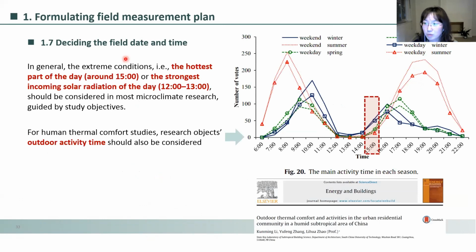And the next step is to select a field date and the time. From the literature review, I found that in general, researchers will use the extreme conditions, i.e. the hottest part of the day, that is around 3 p.m., and the strongest incoming solar radiation of the day from 12 to 13 o'clock. And for some human thermal comfort studies, the research objectives outdoor activity time should be considered.